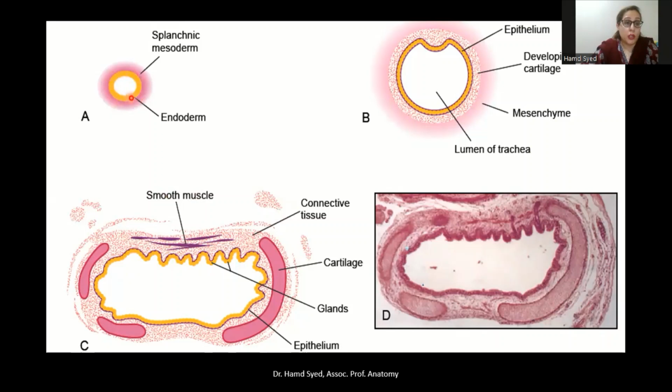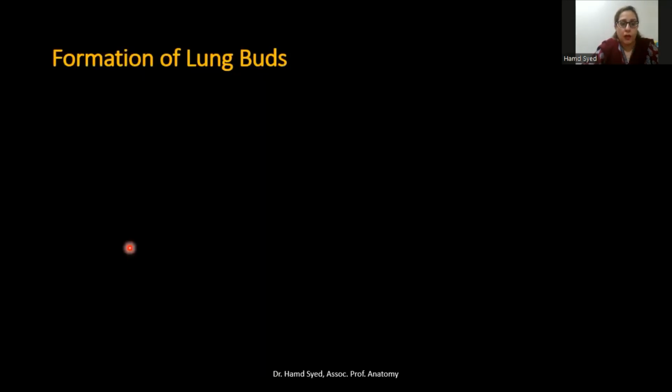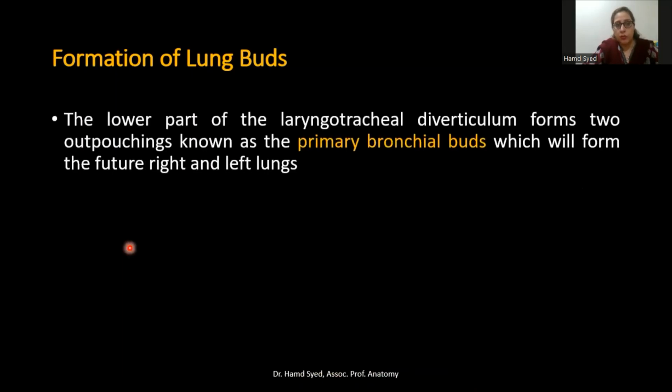Initially, it is simply a tube which has an internal layer, which is endodermal, and an external layer, which is mesodermal. Then in the further stages of development, the endodermal layer forms the epithelium, and the surrounding mesoderm forms the cartilage. Over here, you can see the cartilage and the smooth muscle of the trachea. The smooth muscle is present posteriorly, known as trachealis, and the cartilage is present in the form of the C-shaped ring.